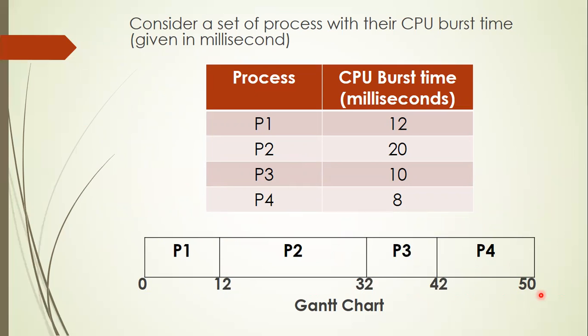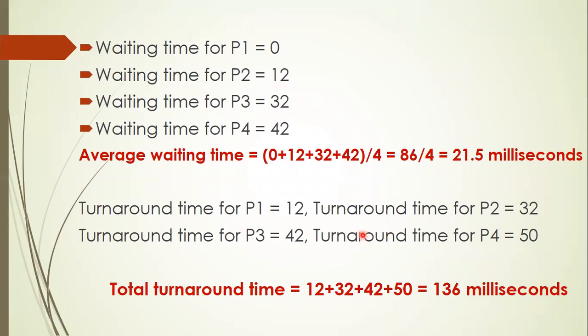So the turnaround time for P1 will be 12. For P2, it is 32. For P3, it is 42. And for P4, it is 50 milliseconds. For P1, it is 12; P2 32; P3 42; and for P4 it is 50.